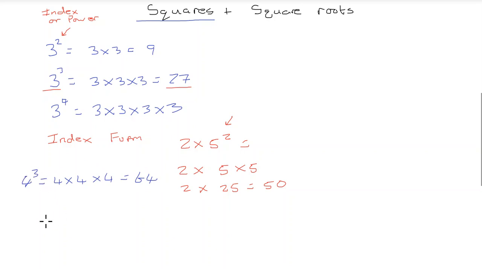You could get something like this, 4 to the power of 2 minus 3 to the power of 2. Again with this one, you have to work out your indexes first. So 4 by 4 is equal to 16, and then 3 multiplied by 3 is equal to 9. So then you'd have 16 minus 9, which is equal to 7.